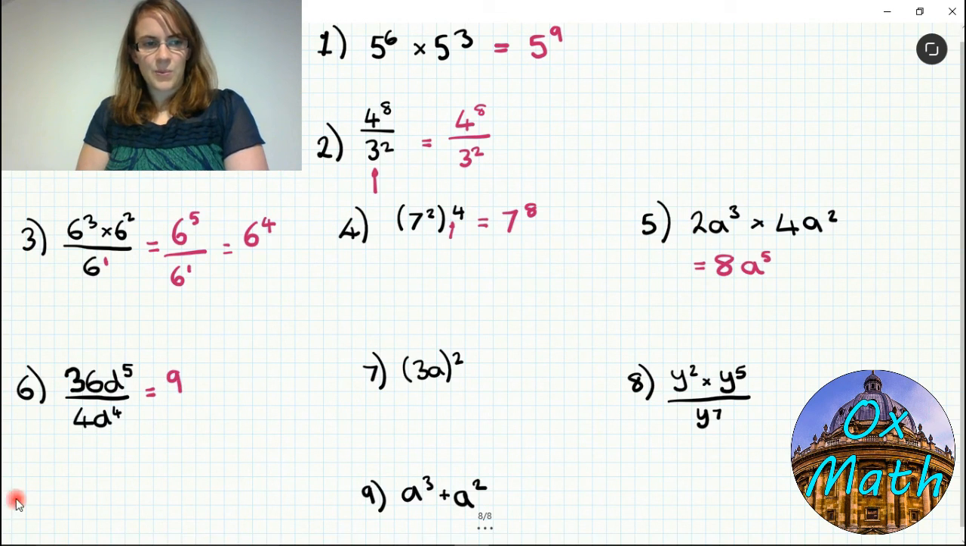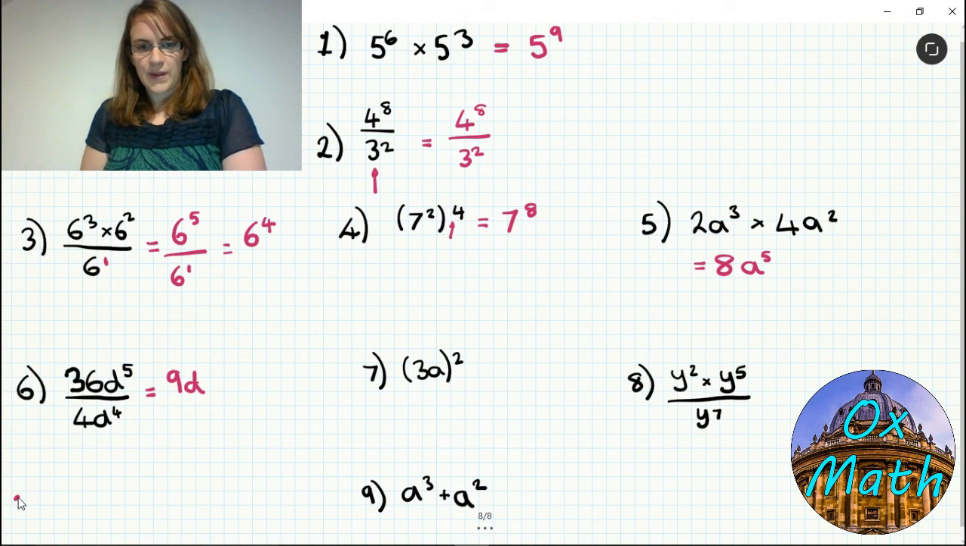And then on the top we have d used 5 times in a multiplication, and on the bottom we have it used 4 times. So 4 of the d's on the bottom cancel out 5 of the d's on the top. So 5 take away 4 is 1. And remember, we don't need to write a 1. D to the power 1 is just d. So our answer is 9d.